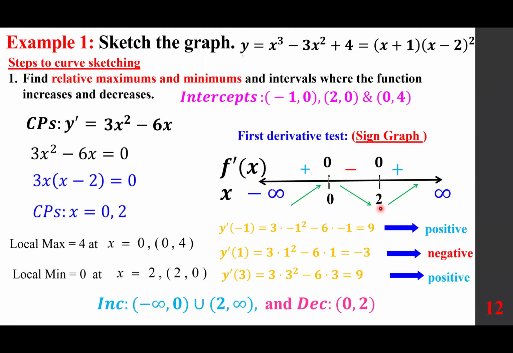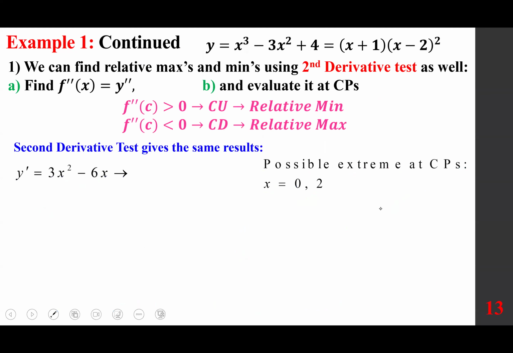Now, first, I'm going to write the function. I'm going to write y prime. I'm going to write the critical points. This is what I got from the previous page. And then I'm going to remind you, I'm going to do the second derivative test. You don't need it for a graph. Don't do it. I'm just showing you what it does. If y double prime is positive, concave up means relative minimum. If it's negative, concave down, relative maximum. So find y double prime first, which is 6x minus 6.